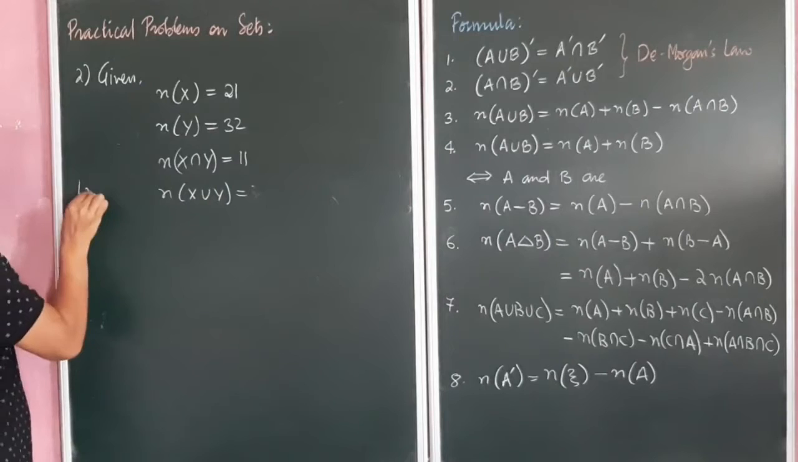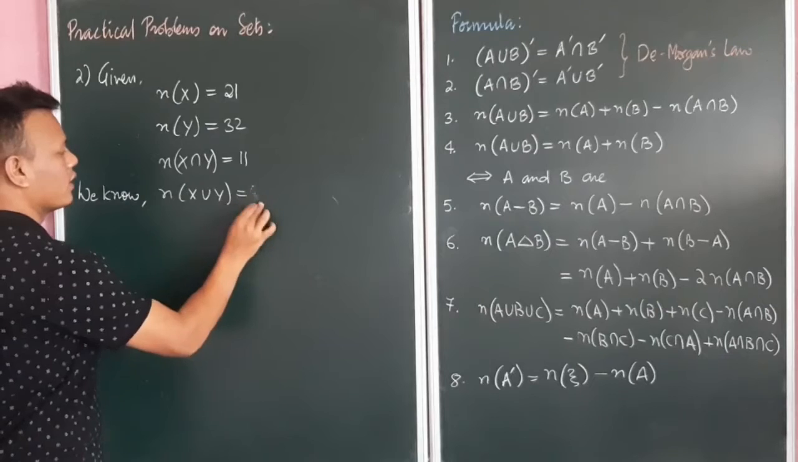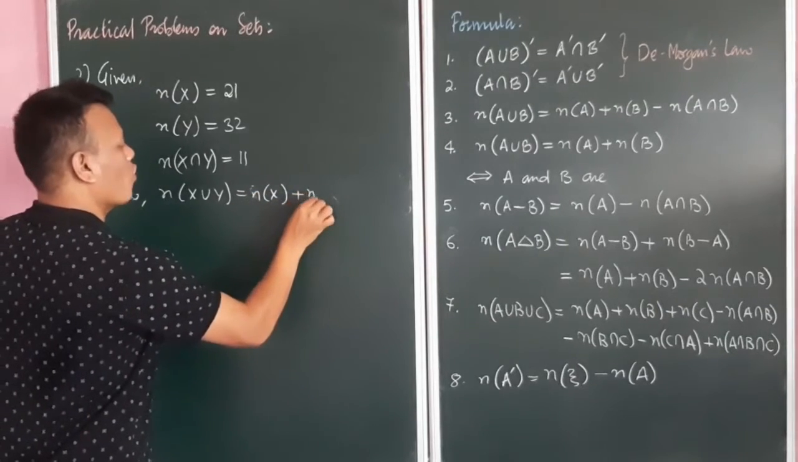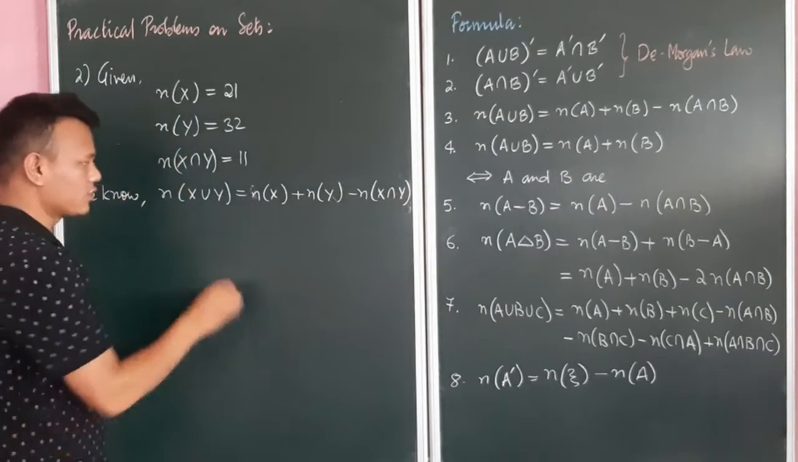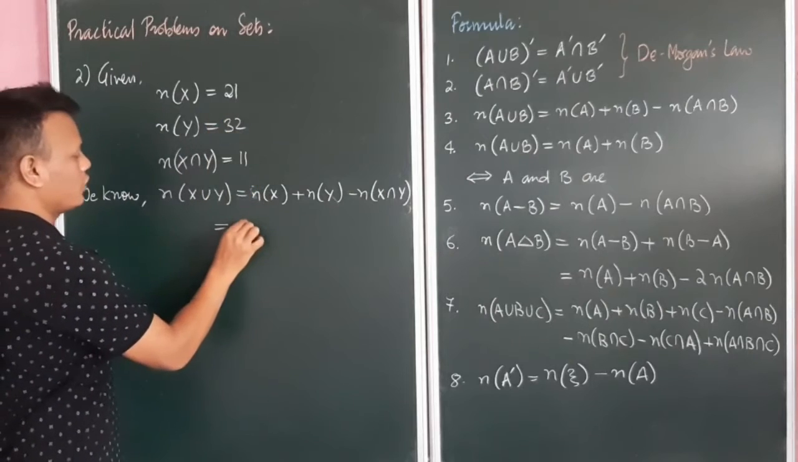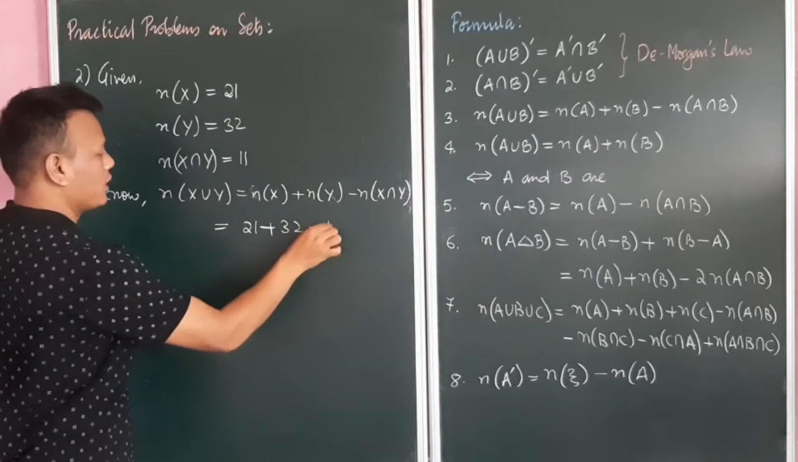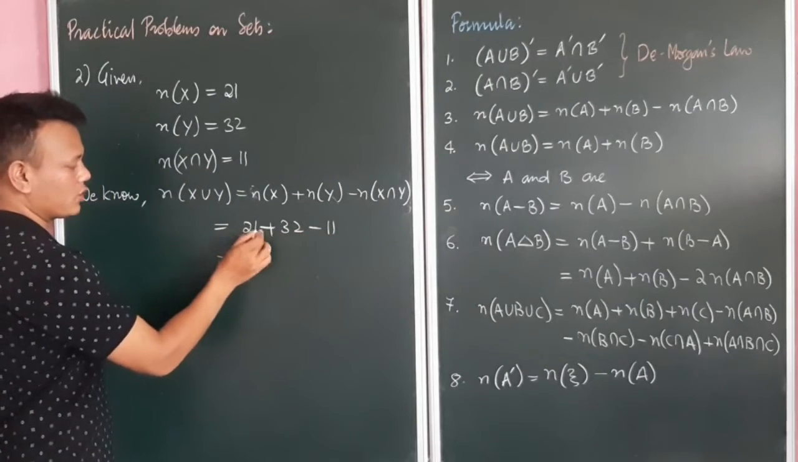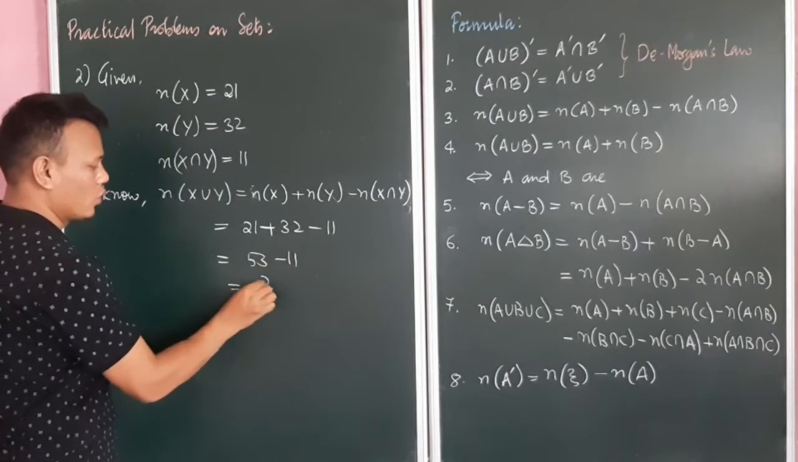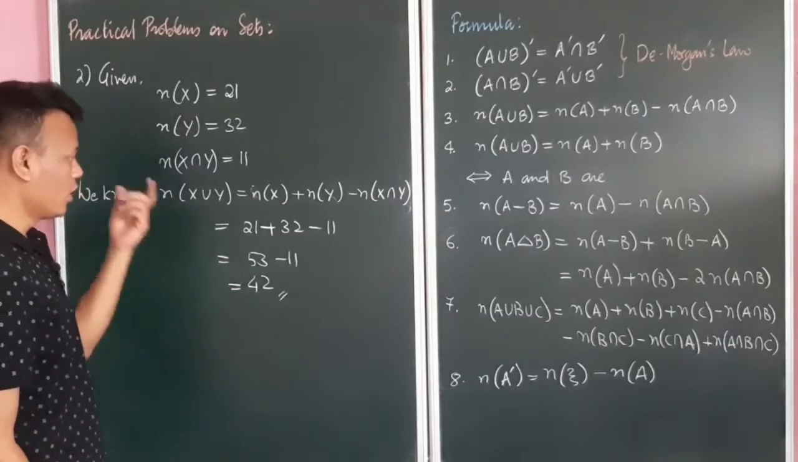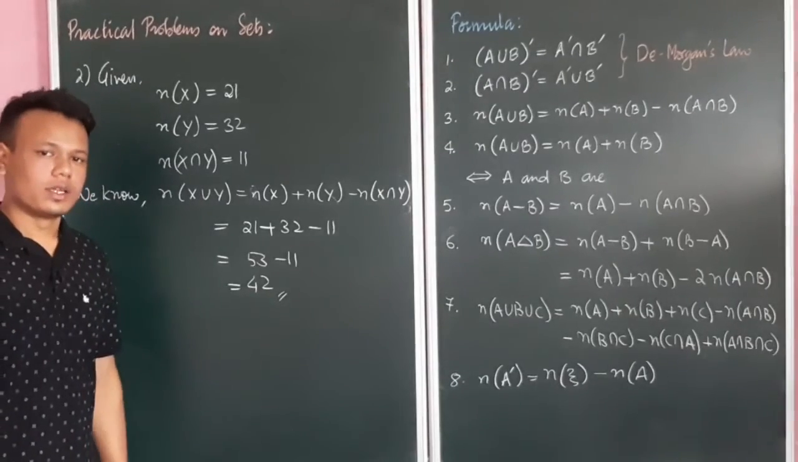So we know that n of X union Y can be written as n of X plus n of Y minus n of X intersection Y. Alright, so let's put the values. n of X is given to be 21, plus n of Y is given to be 32, minus n of X intersection Y, which is given to be 11, right? So let's find out how much this is. 21 plus 32 is 53, minus 11, so this turns out to be 42, right? So the number of elements present in X union Y will be 42. Pause the video and note it down.